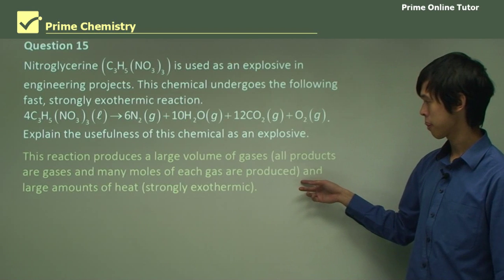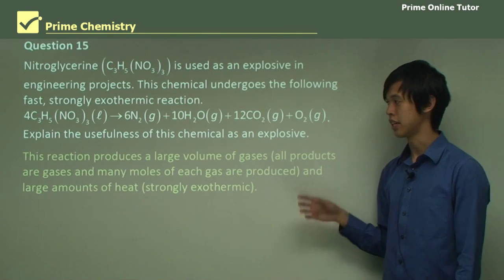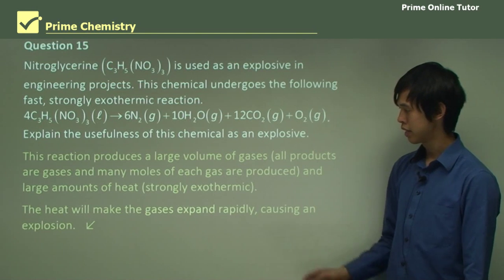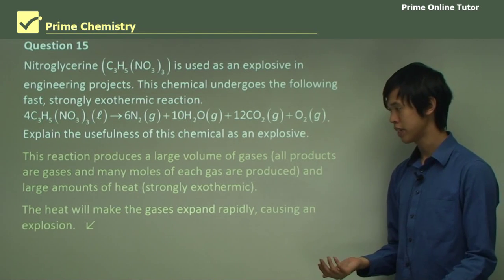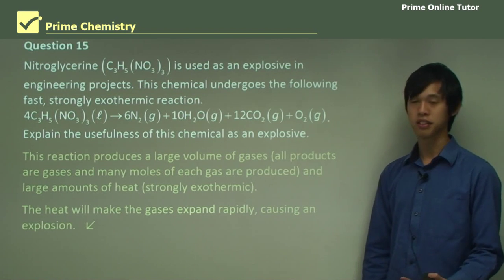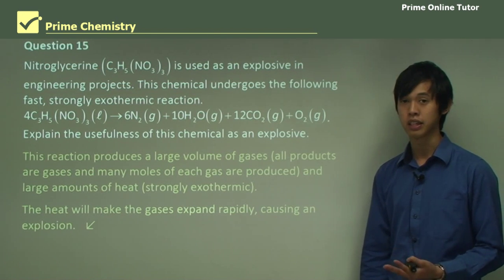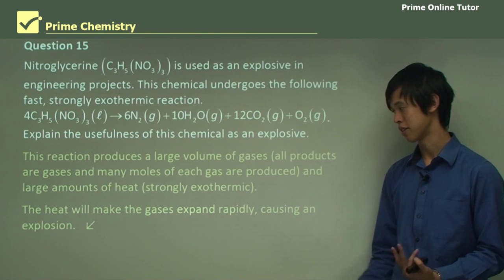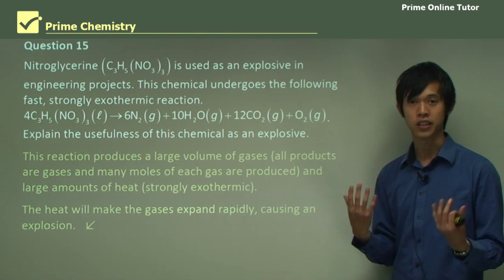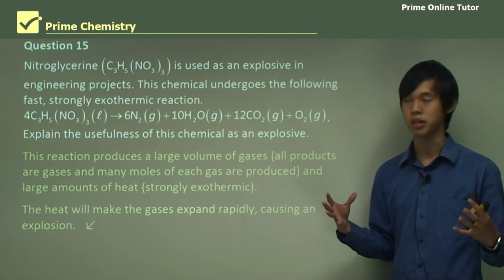Okay. And large amounts of heat. So you get big volumes of gas and large amounts of heat. This heat will make the gases expand rapidly, causing an explosion. So that's the usefulness of this chemical as an explosive. It can create a very large explosion because it can produce lots of volumes of gas and lots of heat, which can cause the gas to pressurize.